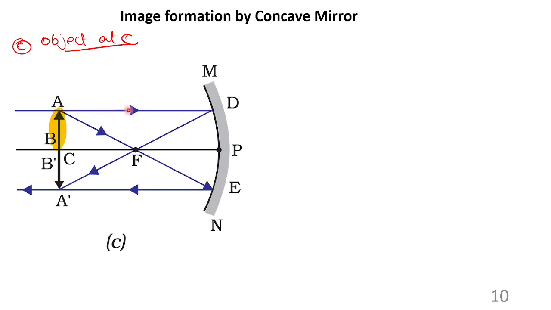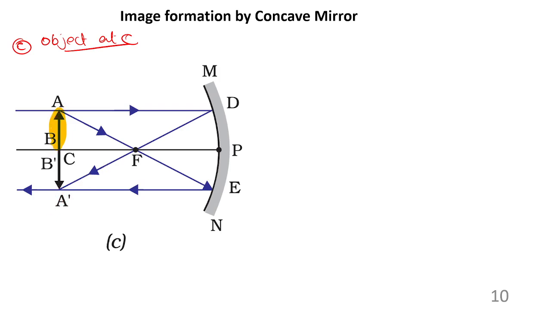There is a ray coming out of A parallel. After reflection, it passes through the focus like this. And there is another ray from A passing through the focus. After reflection, it goes parallel to the principal axis. The two reflected rays meet here, which is A dash.